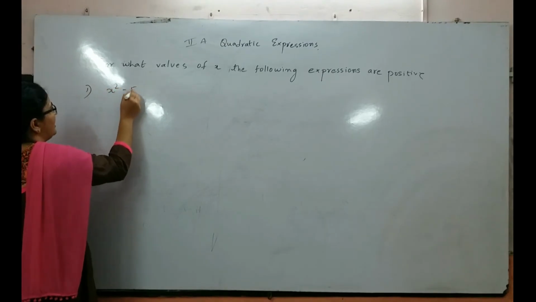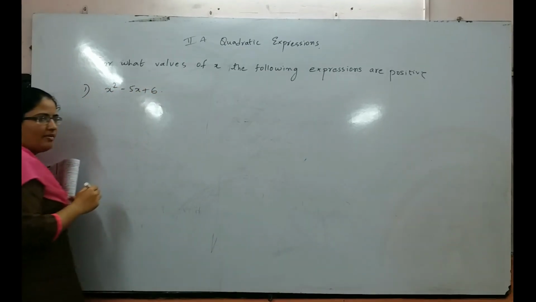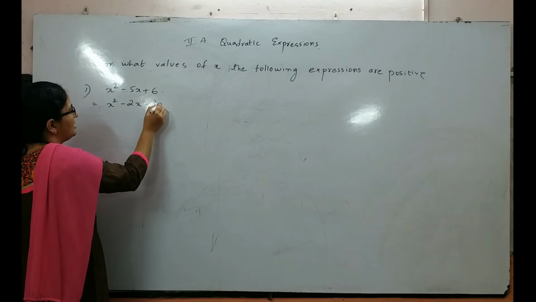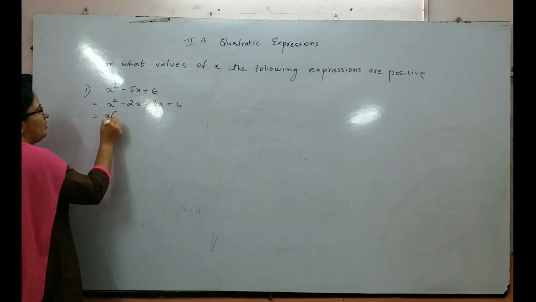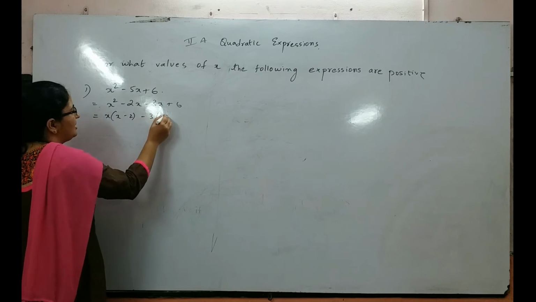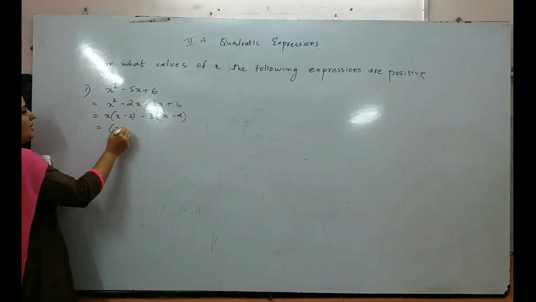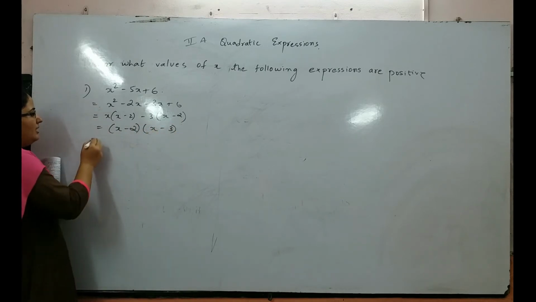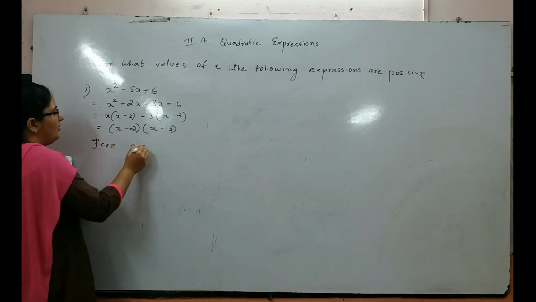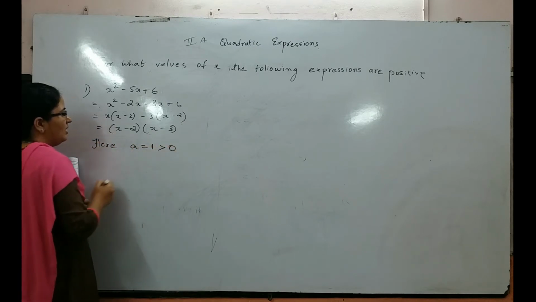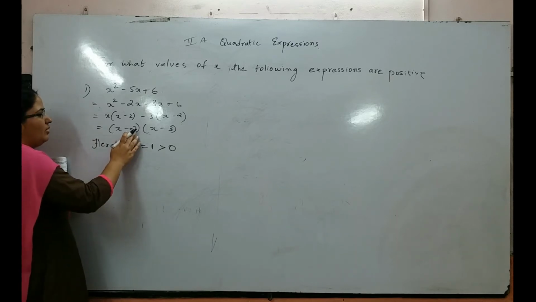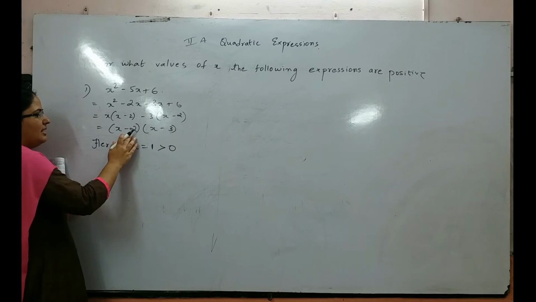x square minus 5x plus 6. The very first step you have to do is factorize. This is equal to x square minus 2x minus 3x plus 6. That is equal to x into x minus 2 minus 3 into x minus 2. Take x minus 2 common, you will have x minus 3. Here a is equal to 1 which is greater than 0.